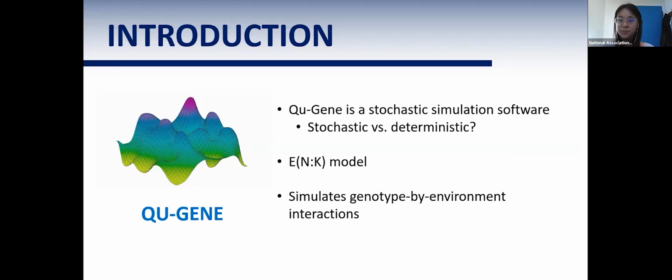This is not only useful from a statistical standpoint, but it can also better reflect what we see in reality. QGENE uses something known as the ENK model, where E is the number of environments, N is the number of genes, and K is the epistatic network. This allows us to simulate genotype by environment interactions, as well as epistasis.